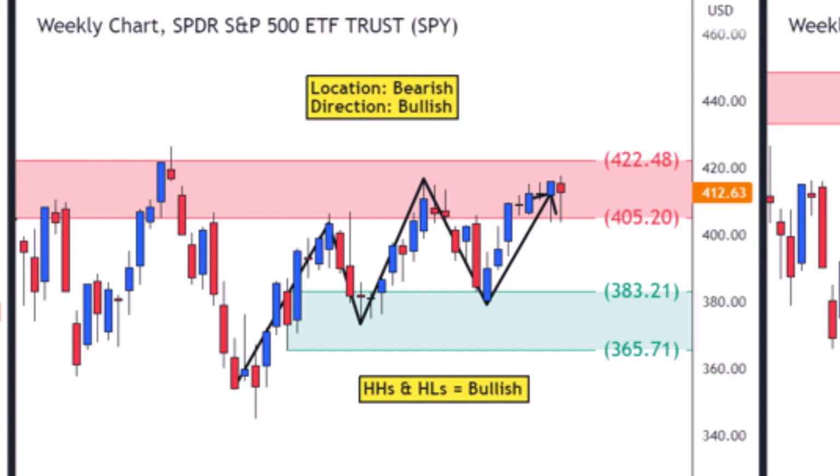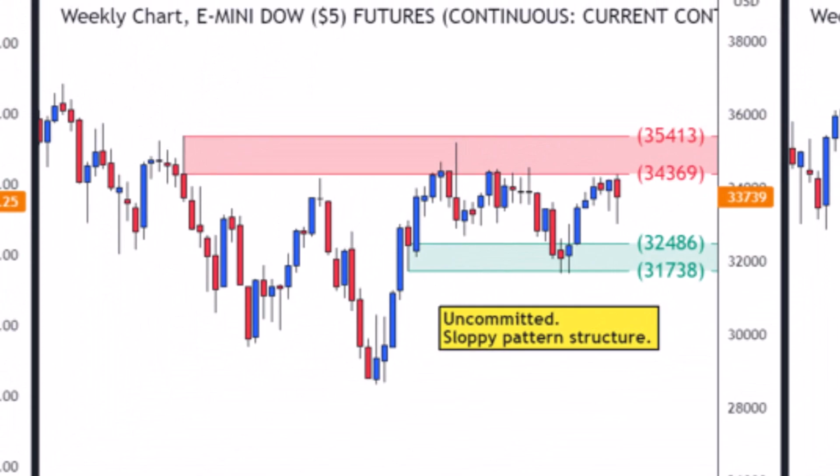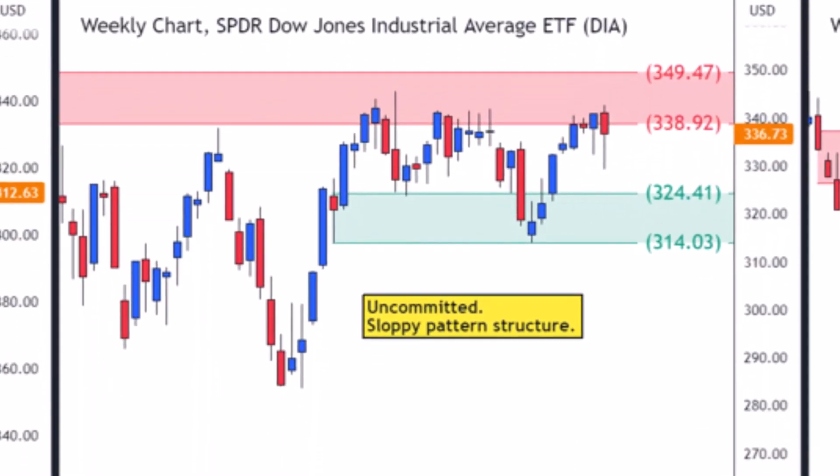So there we are. On the Dow, pretty sloppy price pattern structure. I'm calling that uncommitted, meaning no dominant direction, either up or down, really starting to become stuck in that range between that 32 to 35 hundred area. So really, this may just go sideways for a while. And we can see that on the Dow as well.